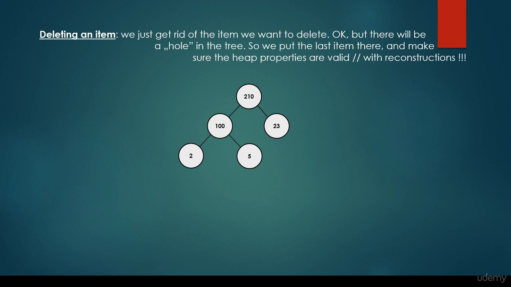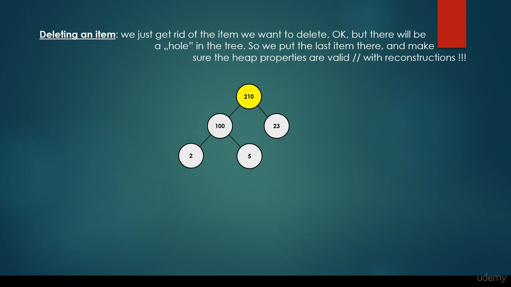So we just get rid of the item we would like to delete. Okay, but there will be a hole in the tree. So we put the last item there and make sure the heap properties are valid with the help of reconstructions, for example. So, for example, we would like to get rid of the root node, the 210.